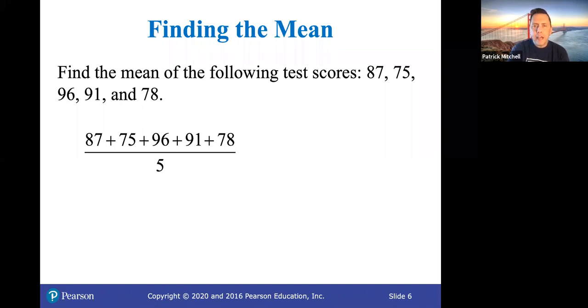Those 5 numbers add up to 427. 427 divided by 5 comes out to 85 and 4/10. So that would be the mean or the average of these test scores. So if your grade in this class was based solely on your scores on these 5 tests, you would probably get a B in this class.